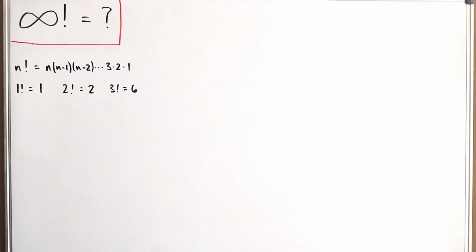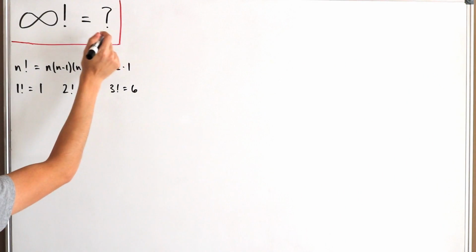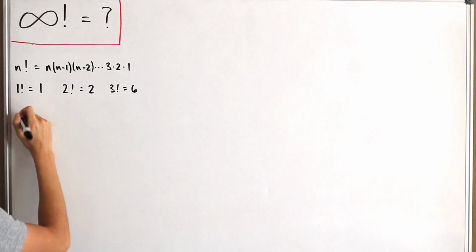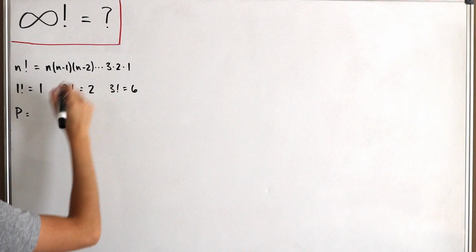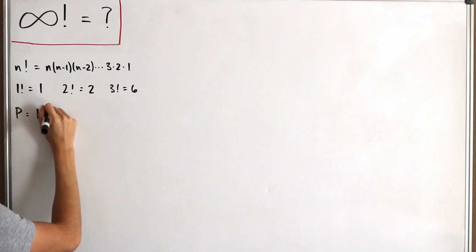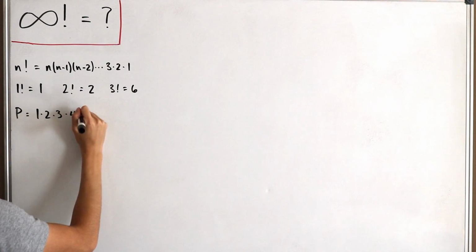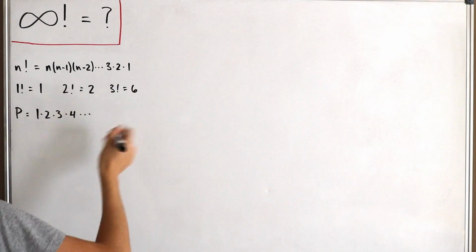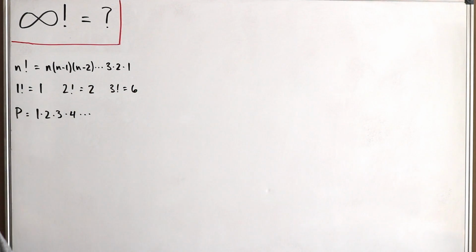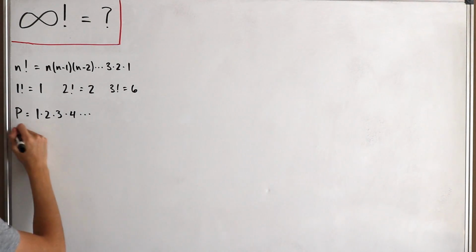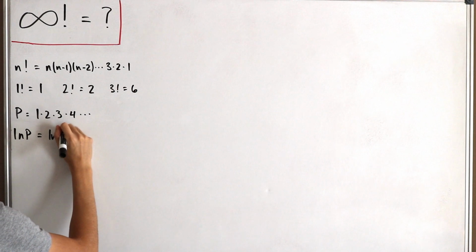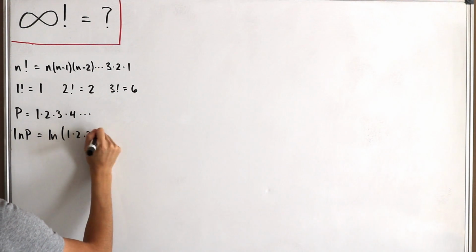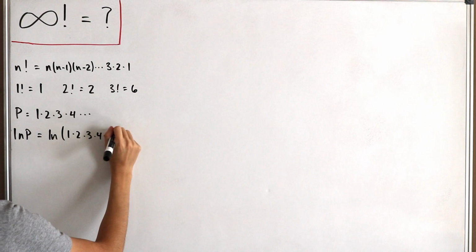So let's start out with the intuition. If I'm going to define infinity factorial, we're going to call this capital P. And of course, when we use that definition, that also says that this is 1 times 2 times 3 times 4, keep going, so on and so forth, all the way to infinity, right? So let's take the natural log of both sides. And so we have the natural log of P is equal to the natural log of 1 times 2 times 3 times 4, and so on and so forth.